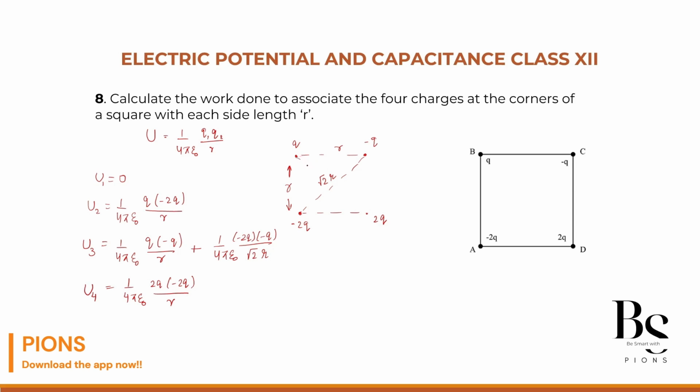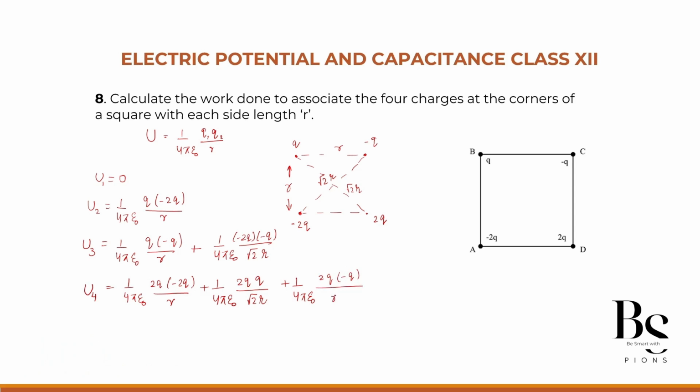Then interaction of this with the B charge. So this is again diagonal, right? Square diagonals equal root 2r. So this will be 1 by 4 pi epsilon naught, the first charge 2q interacting with q, whole divided by root 2r. Finally, interaction with the third charge, which is C. So it will be 1 by 4 pi epsilon naught, first charge 2q, second charge minus q, whole divided by how much? R.